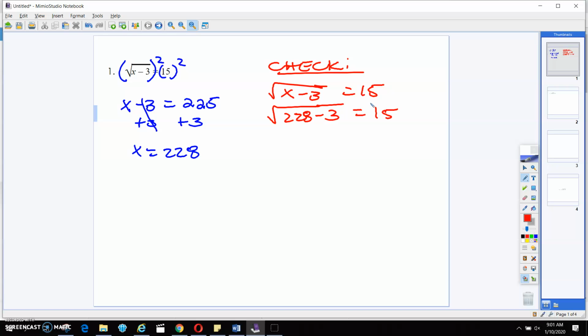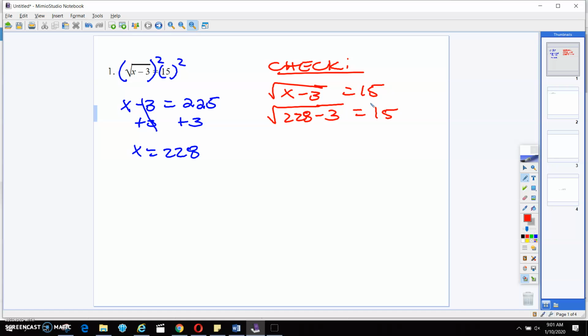You have to check, because otherwise, if it's an extraneous solution, that could be no solution, right? That's what that means. Extraneous means no solution. Like, it doesn't work.